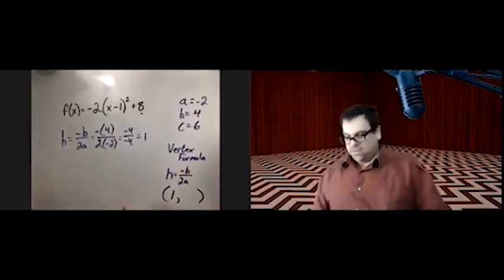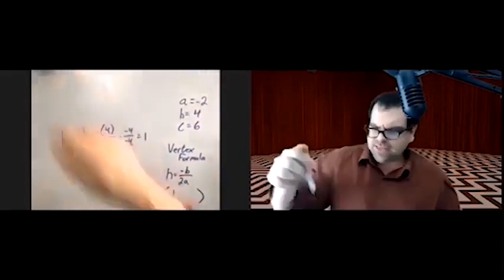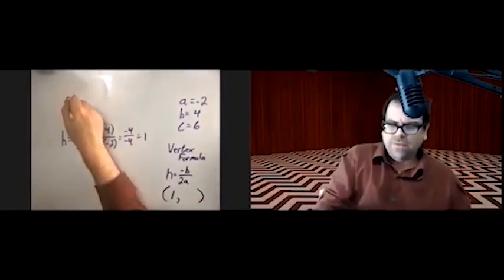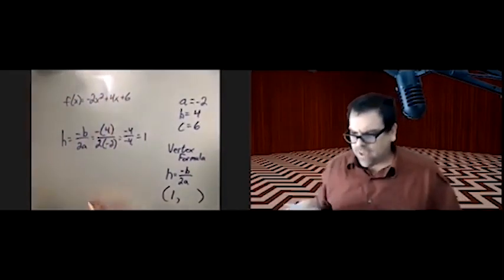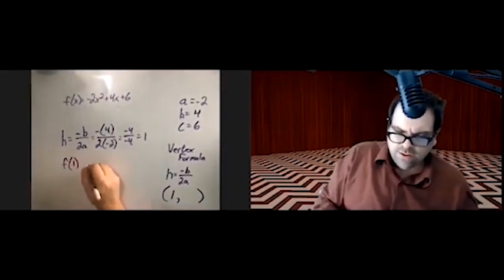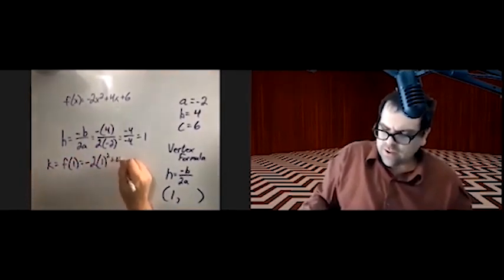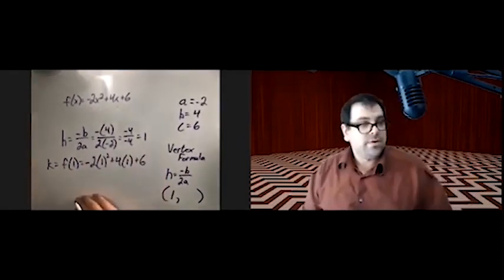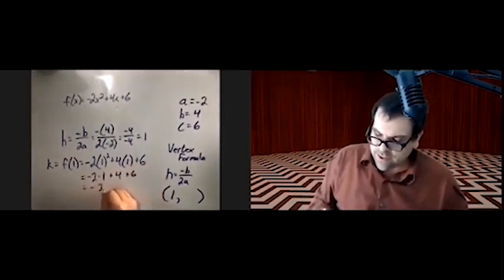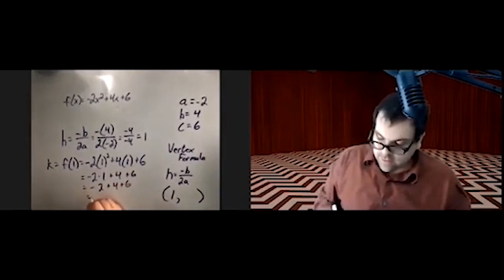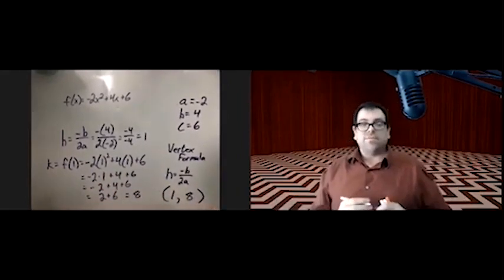Well, how do we find k? We plug 1 into the function. And we don't use the vertex formula for that, we use our original function, f of x equals negative 2x squared plus 4x plus 6. When we find f of 1 to get our k, that's negative 2 times 1 squared plus 4 times 1 plus 6. Negative 2 times 1 plus 4 plus 6. Negative 2 plus 4 plus 6. 2 plus 6 is 8. So 1, 8. Same vertex.